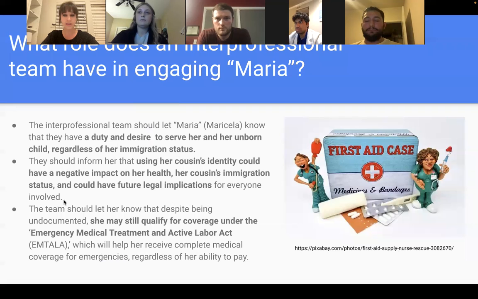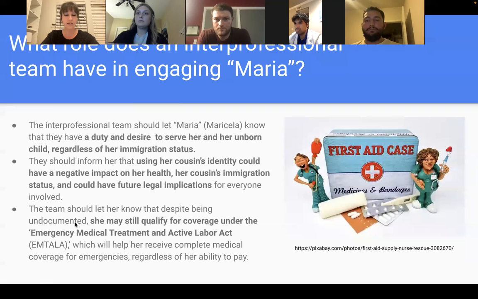But that should be done, I think, gently, because otherwise it will discourage her from seeking help when she needs it. So she should know her options and know that she has the ability to maintain her own identity and still be covered under the US healthcare policy.